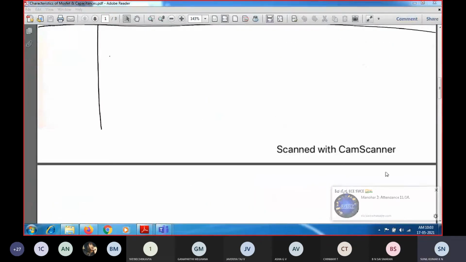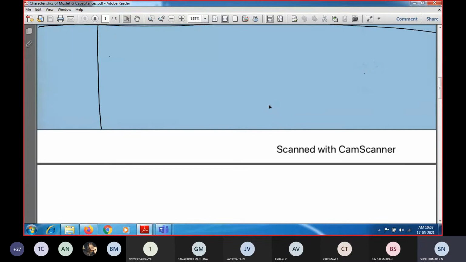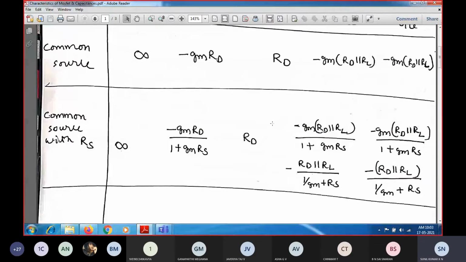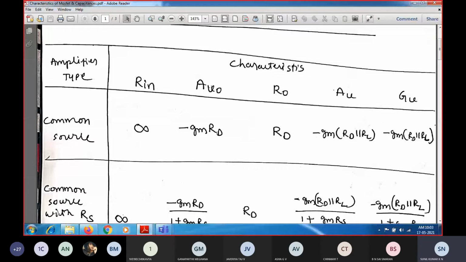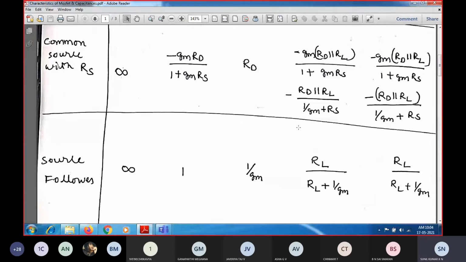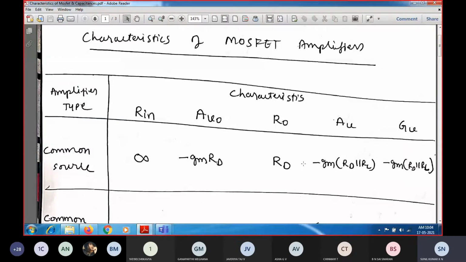So in the last class, I was discussing the source follower. Following the source follower, we have seen the difference between three different amplifier characteristics: input resistance, open circuit voltage gain of the amplifier, as well as the overall voltage gain of the corresponding configurations, and we have tabulated the three different configurations. So common source and source follower, we have compared their analysis, and we have seen that these are the main important aspects which you need to see when you are going to characterize any amplifier.